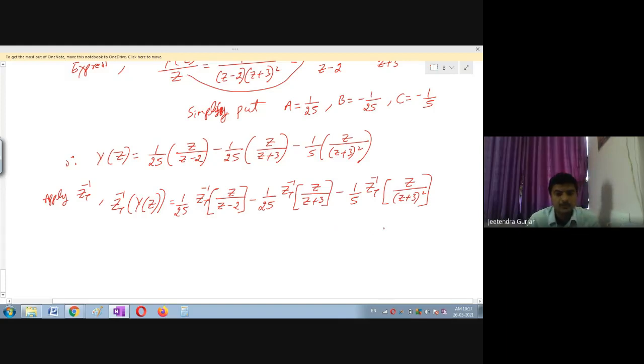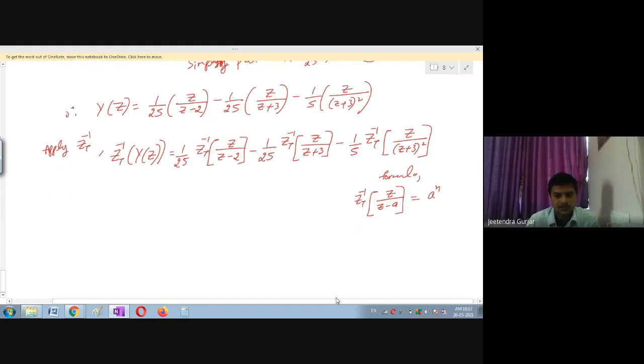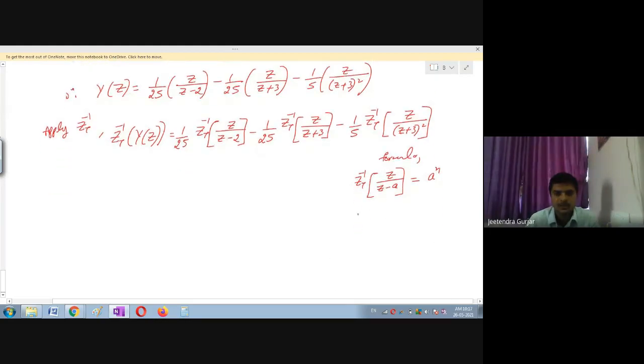First formula, I will write it on the right hand side. Inverse Z transform of z divided by z minus a is a raised to n. This is the one I am going to use. Next, inverse Z transform of z divided by z plus a is equal to minus a raised to n.